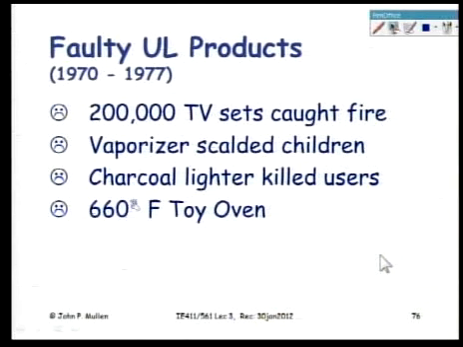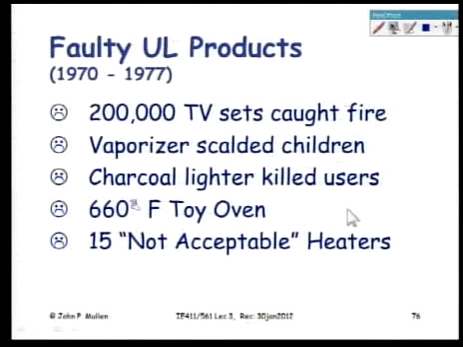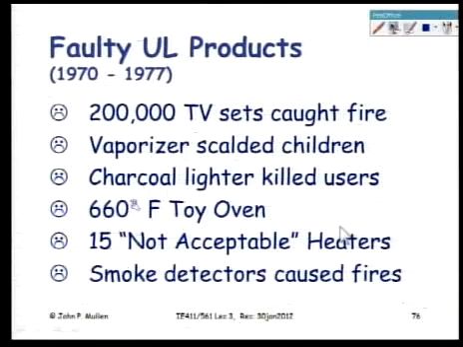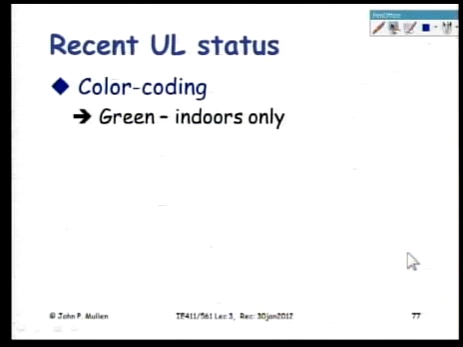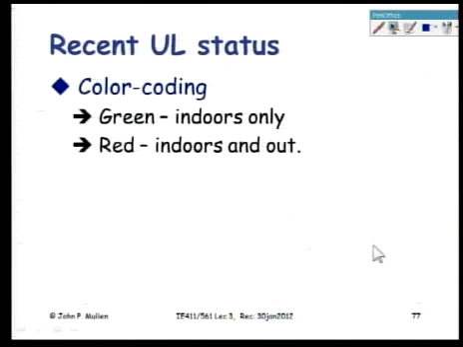There was a toy oven that reached 660 degrees Fahrenheit. That's supposed to be a degree symbol up there. There were 15 different heater designs that were not acceptable. And this was really cute. There were smoke detectors that caused fires. Okay, all UL approved. Now things have changed. They've gone to color coding. So if you have an extension cord that's green, that's for indoors only. If it's red, you can use it indoors and out. I thought it was just Christmas stuff.